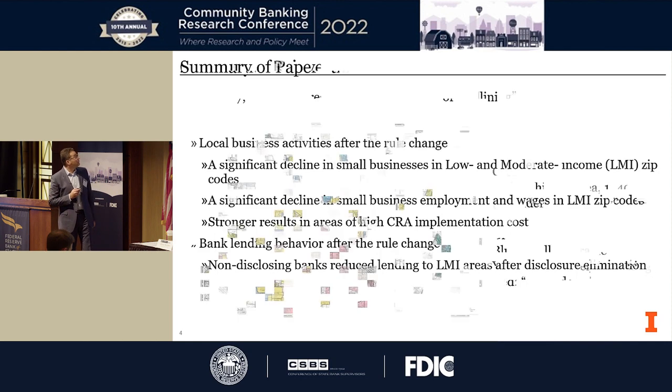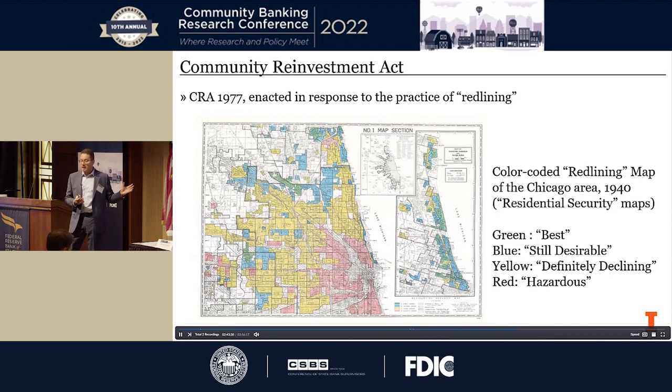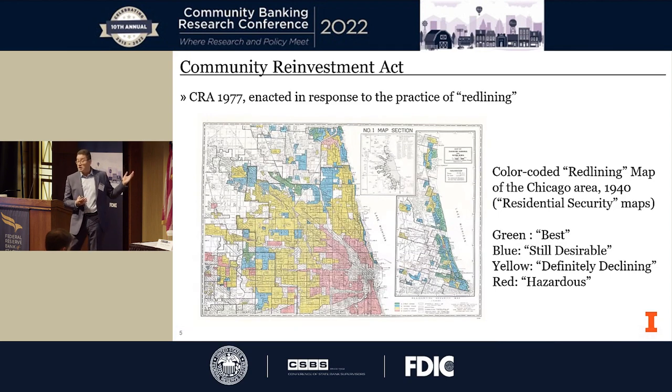Let me go into a little more detail on what's going on in our paper. In terms of the context, the CRA Act was enacted by the Senate in year 1977 against a practice called redlining. Under redlining, cities had color-coded lending maps where if you see green, it is a very advantageous area in terms of lending. If you see red, these are hazardous areas for lending purposes. This is, for example, a 1940 color-coded redlining map of Chicago. The CRA Act was enacted against this practice, where we don't want banks to avoid lending in some areas.